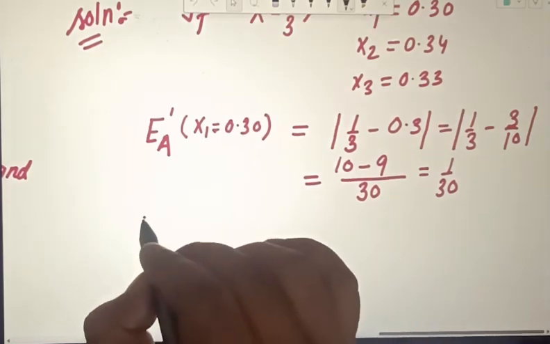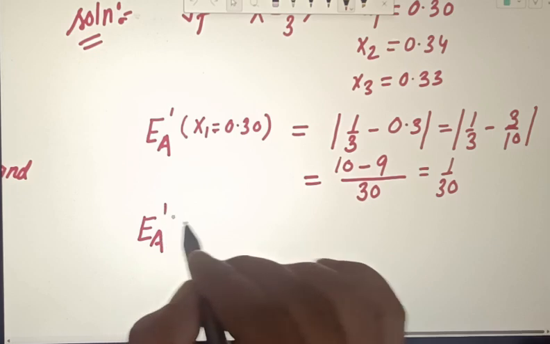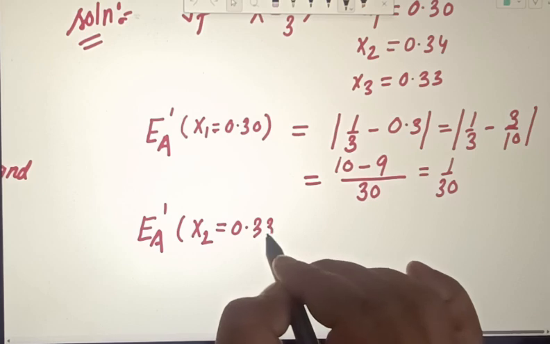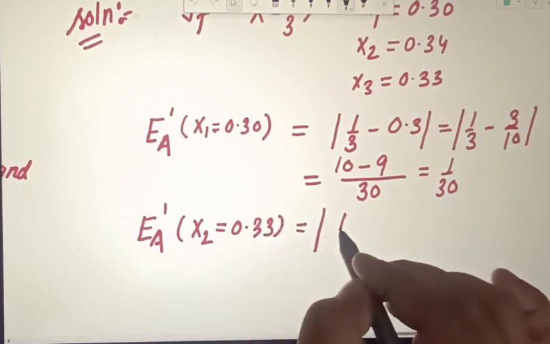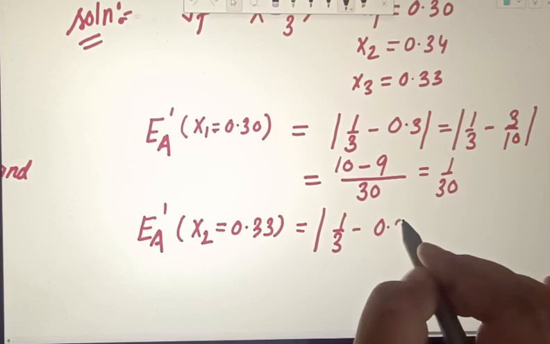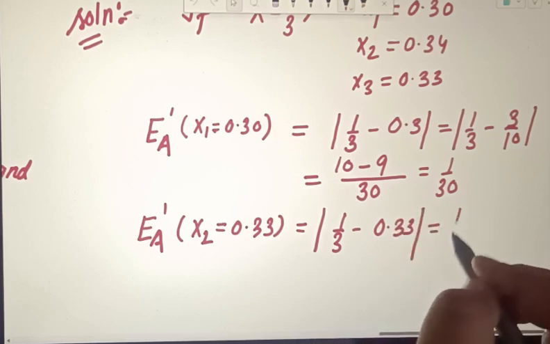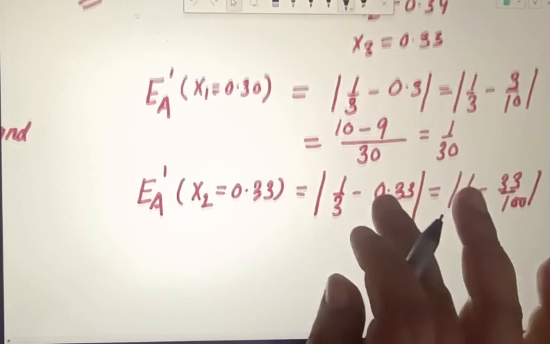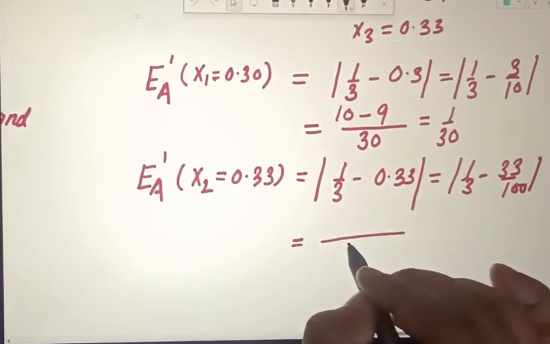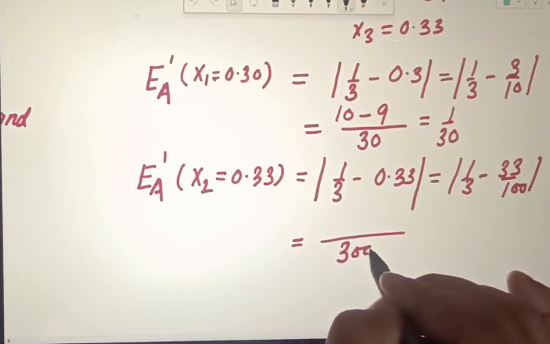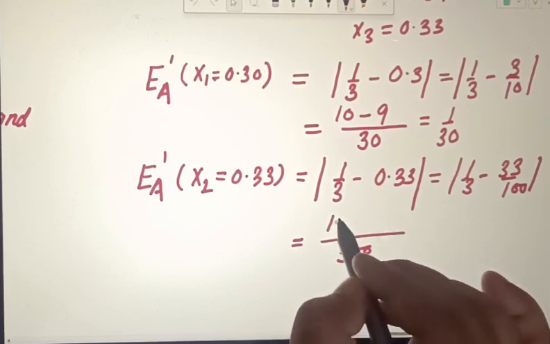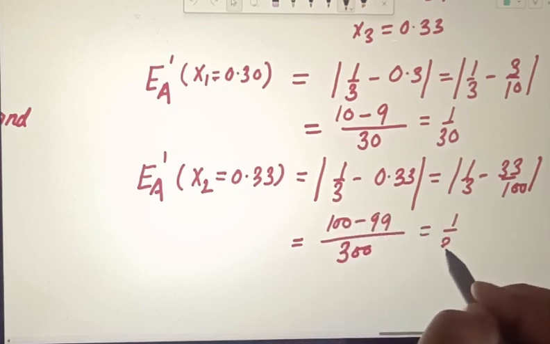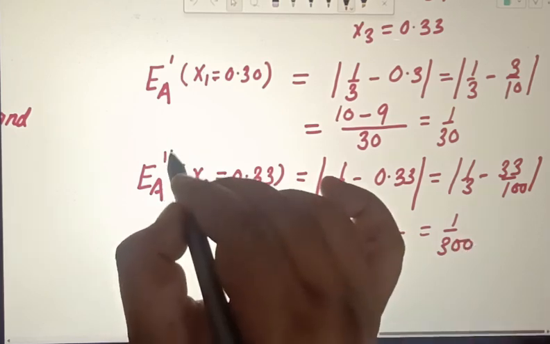Similarly, you can find the absolute error due to the second approximate value, that is 0.33, and it will be 1 by 3 minus 0.33. Then you can write it as 1 by 3 minus 33 by 100. Simply you can calculate it as, with LCM 300, 100 minus 99. So you will get 1 by 300. So it is the second error.